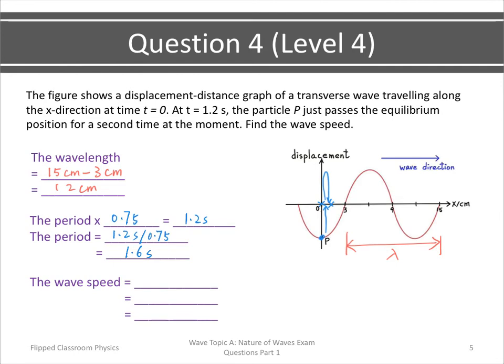Then we can calculate the speed by the distance divided by the time. The distance moved by the wave in one wavelength is 12 cm. The time it takes is one period, that means 1.6 seconds. So we can find that the speed is 7.5 cm per second.